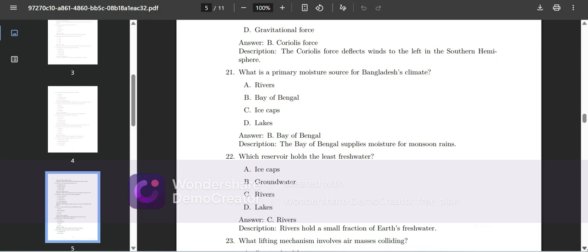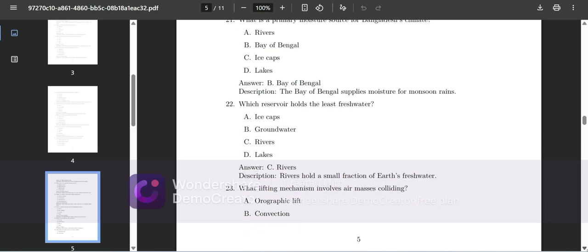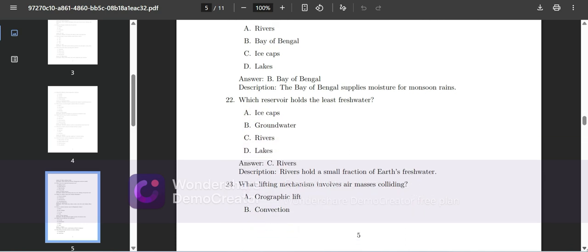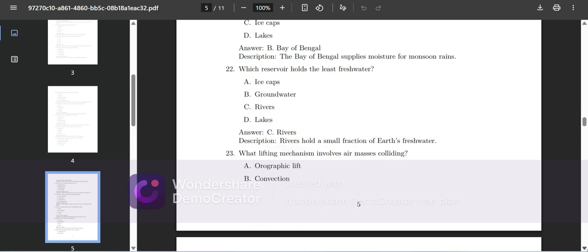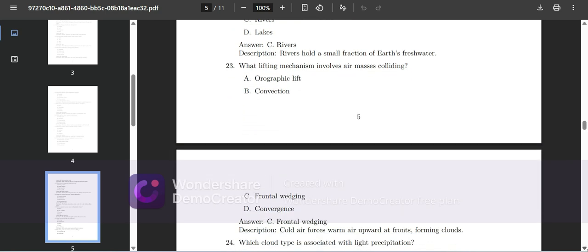What is a primary moisture source for Bangladesh's climate? The Bay of Bengal. The Bay of Bengal supplies moisture for monsoon rains. Which reservoir holds the least fresh water? Rivers. Rivers hold a small fraction of Earth's fresh water.